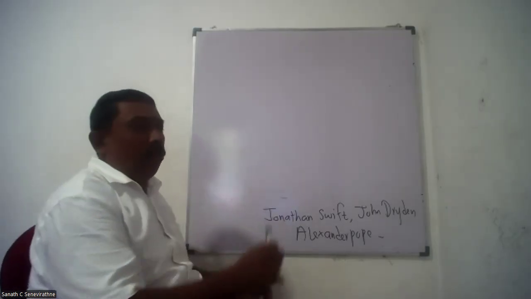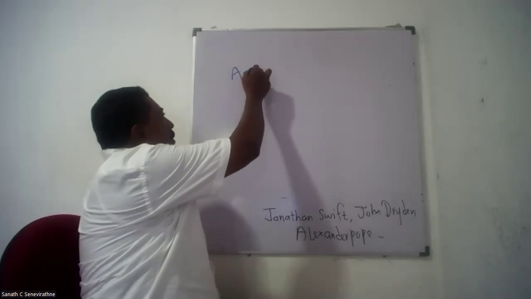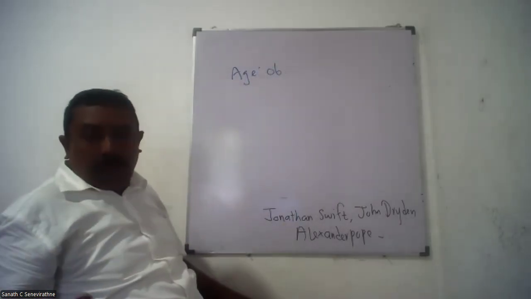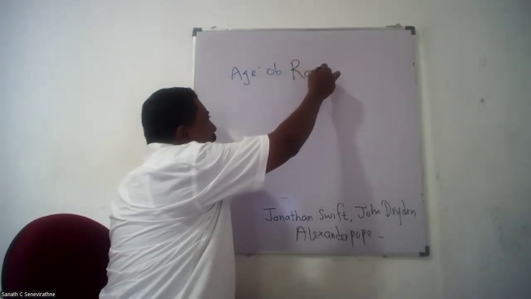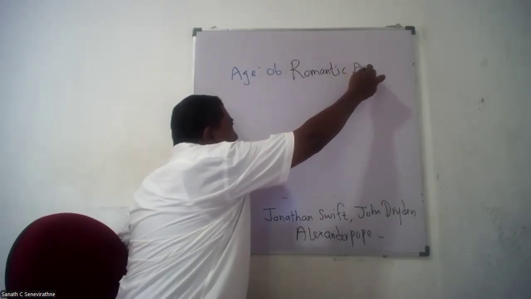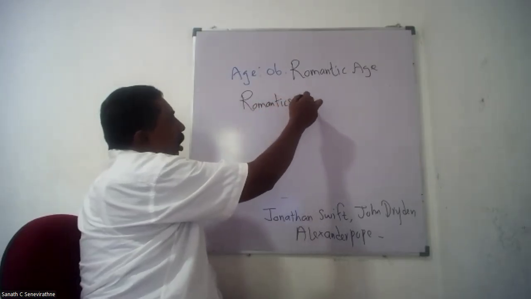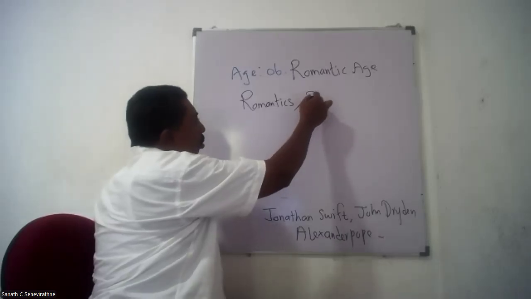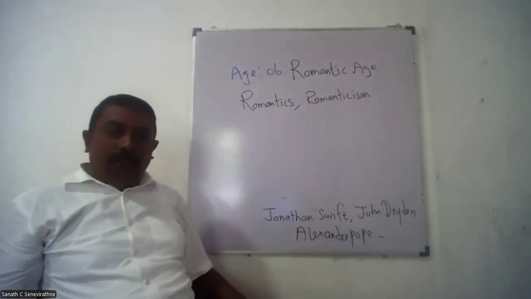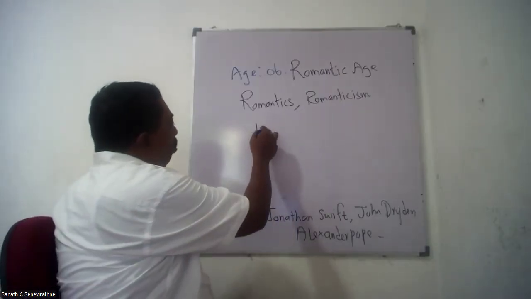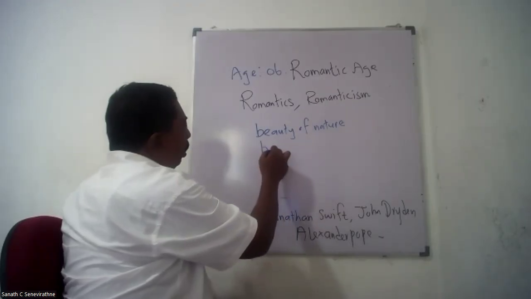After that, we did age 5. Yes. Age 6 is called the Romantic age. All right. The age's writers are called romantics, and the writing style is called romanticism. Romanticism means writing poetry on the beauty of nature and human feelings.